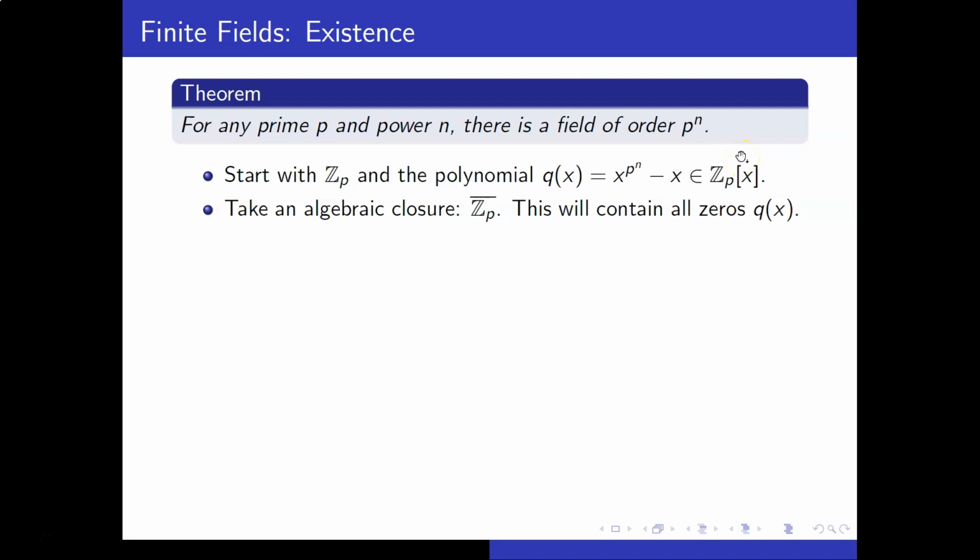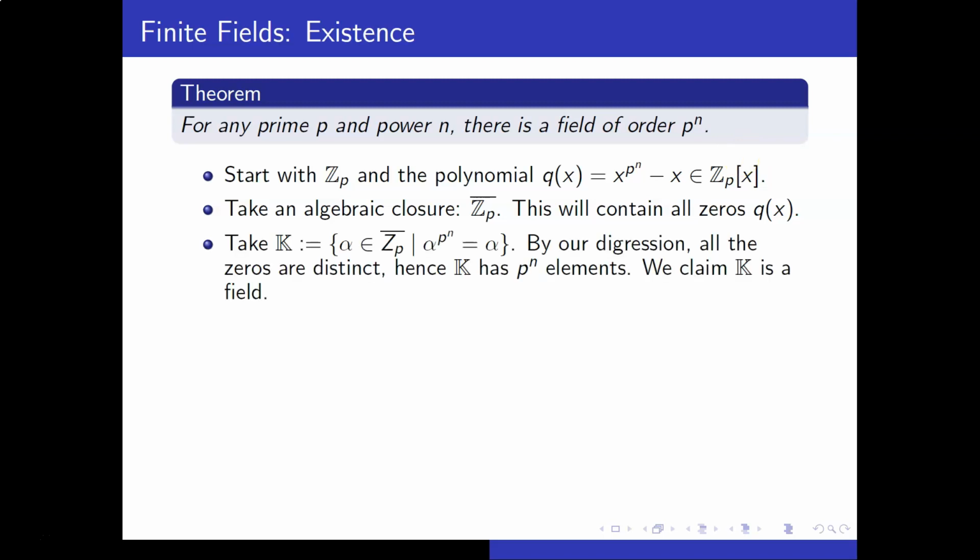So we need to sort of pare it down significantly. So what we're going to do is simply pull out the zeros. We're going to pull out those zeros of the polynomial. So those things that would be zeros of this, or equivalently, they are equal to their p to the nth power. All right. Now, we showed that the zeros of that polynomial, once we have them, they are distinct. So this set K here has p to the n elements. Now it's just a matter of showing that it's a field.